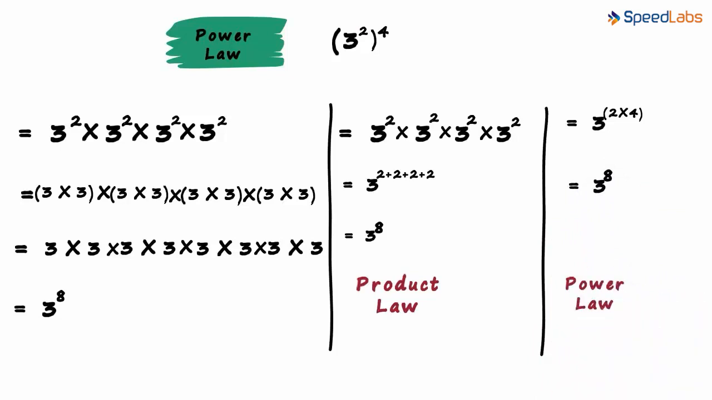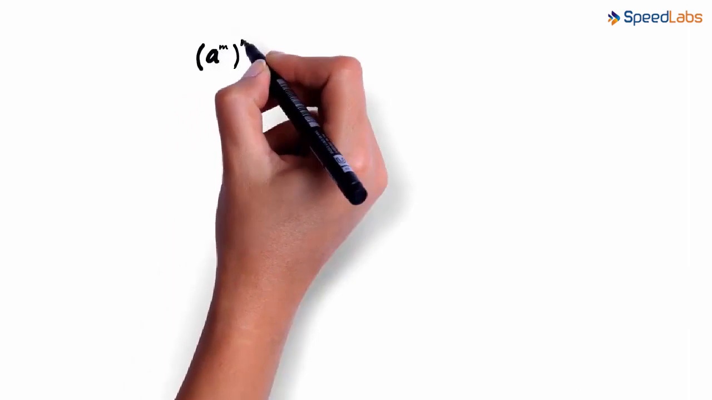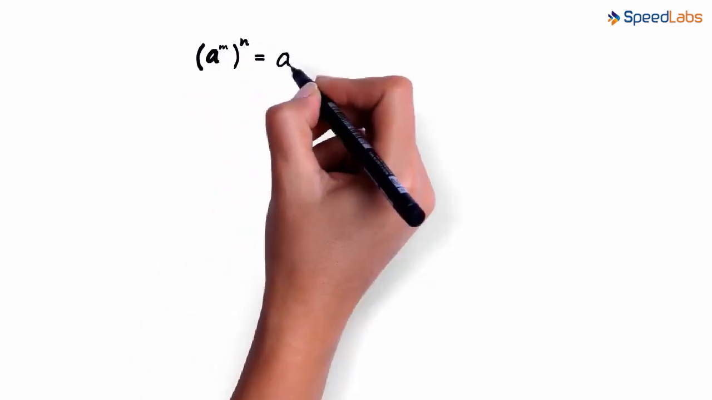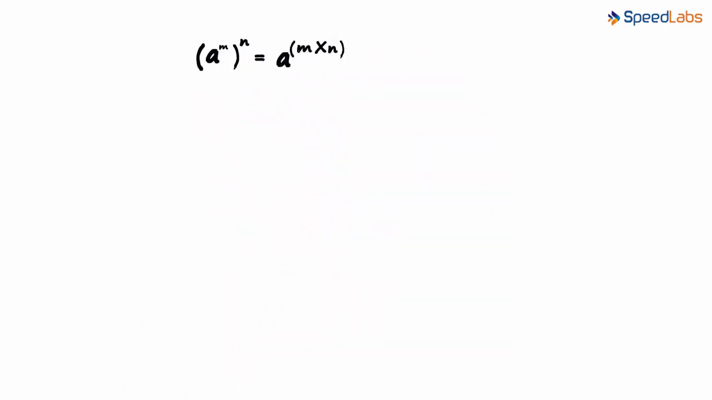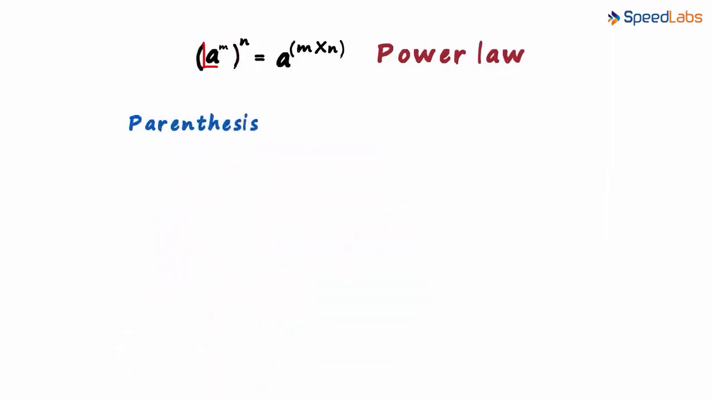Now that we've understood the power law, let us see how we can generalize it. The power law says that a raised to m, the whole raised to n, equals a raised to m multiplied by n. The power law holds true in all cases when a is not equal to 0. Another important point of the power law is the parenthesis you see here. A raised to m is within the parenthesis.